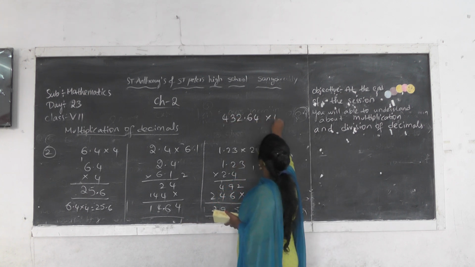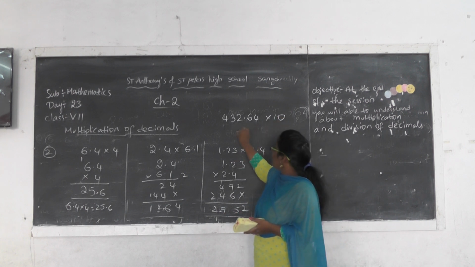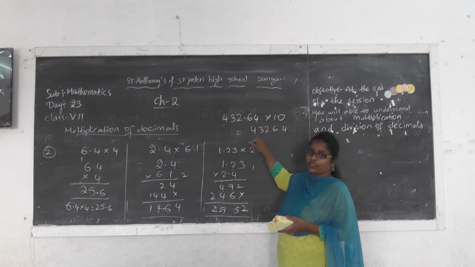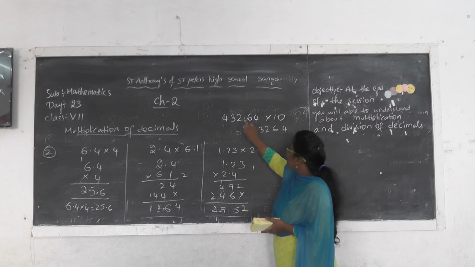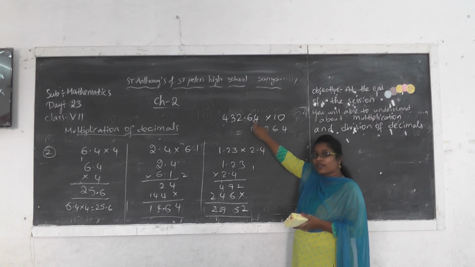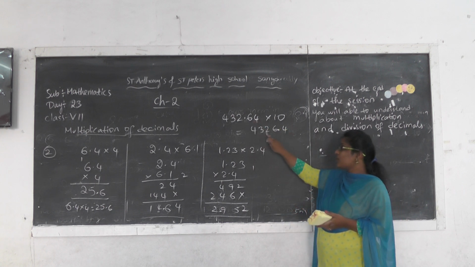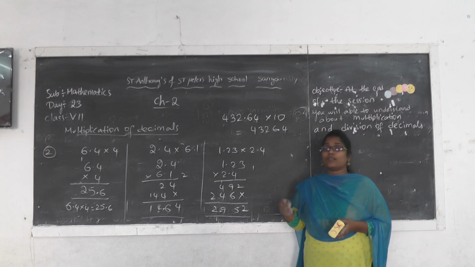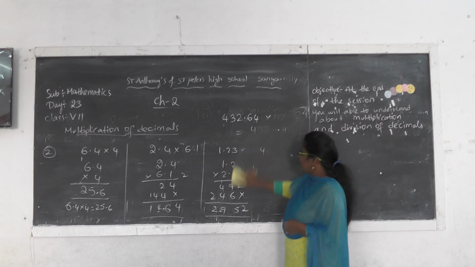432.64 into 10. Okay, how many zeros are there here? 1. So what will be the product? First write the total number without keeping the point. 43264. Then how many zeros are there? Only 1 zero. So actually the point is before 6. So one step we should move forward. So here it will come after 6. So you have to keep the point 4326.4. So I explained the example problems. You have to solve similar problems in the exercise 6. Clear?